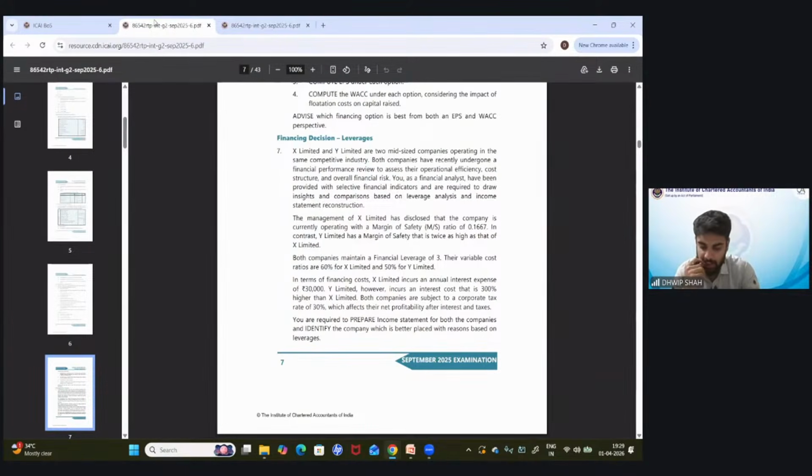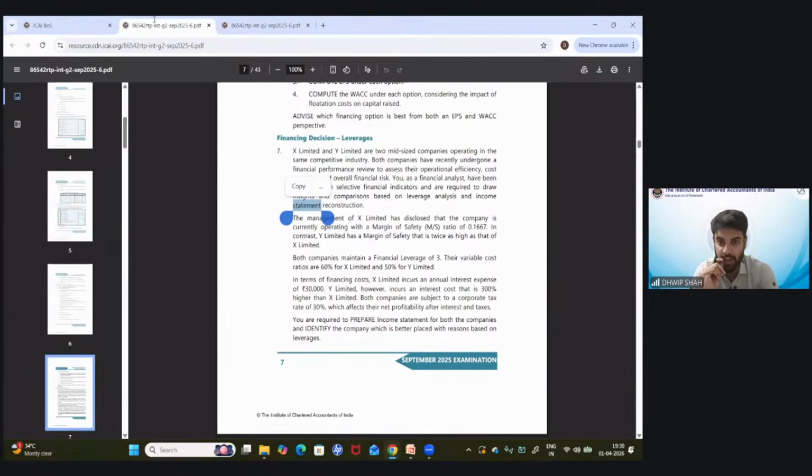X Limited and Y Limited are two mid-sized companies operating in the same competitive industry. Both companies have recently undergone a financial review to assess their operational efficiency, cost structure, and overall financial risk. You as a financial analyst have been provided with selective financial indicators and are required to draw insights and comparisons based on leverage analysis and income statement reconstruction. ठीक है? So leverage analysis करना है, income statement हमें बनाना है.